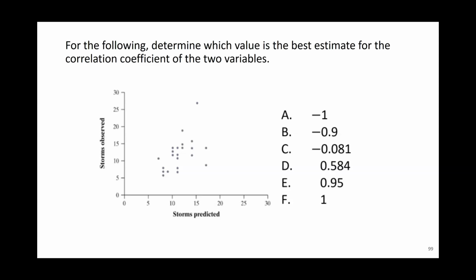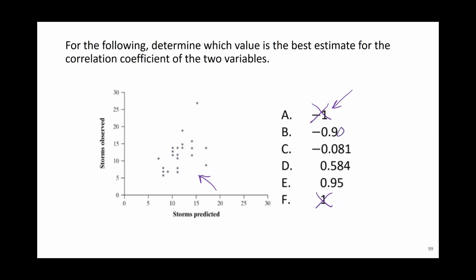Okay, so once again, I'm going to go ahead and reduce the number of answer options. Negative 1 and positive 1 are both scenarios where all of the points would perfectly fit a line. Looking here, I would argue that can't be true. There is no line I can fit where all of the points would fit on that line. So it's not going to be A or F.